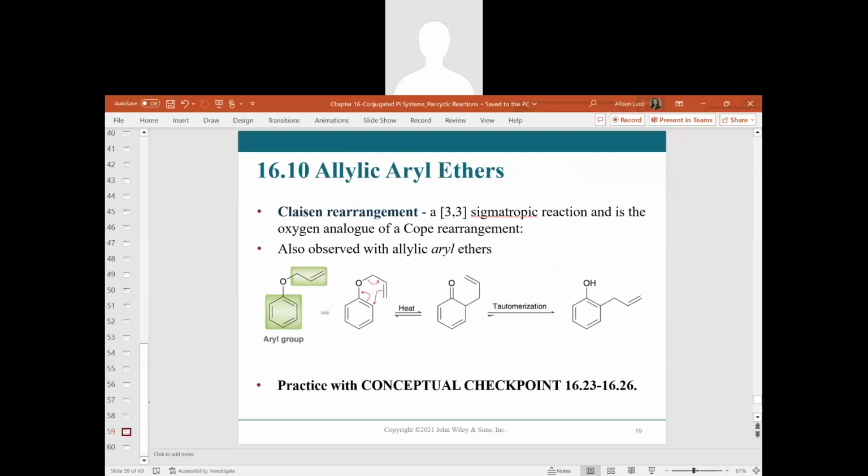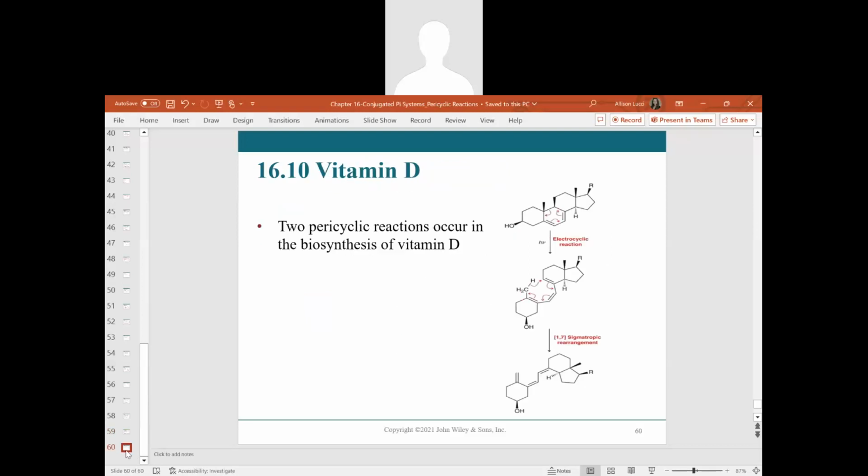Last, we have another 3,3 sigmatropic rearrangement. These are now allylic aryl ethers, and through heating, we can form this rearranged product. Then through this equilibrium and tautomerization, we can go between a ketone or an enol product. And last, we see here a real-world example showing vitamin D, where two pericyclic reactions occur during the biosynthesis of vitamin D.